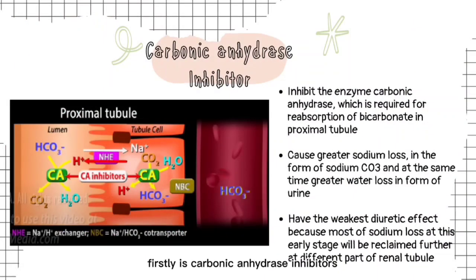Firstly is carbonic anhydrase inhibitors. Carbonic anhydrase inhibitors inhibit the enzyme carbonic anhydrase, which is required for reabsorption of bicarbonate in proximal tubule. This leads to greater sodium loss in the form of sodium bicarbonate and at the same time greater water loss in the form of urine. However, these inhibitors have the weakest diuretic effect because most of sodium loss at this early stage will be reclaimed further at different parts of renal tubule.